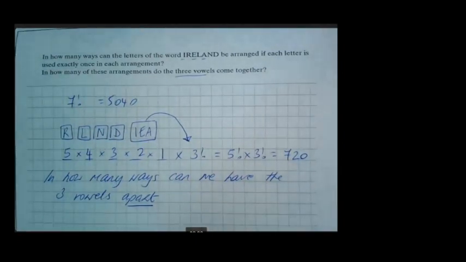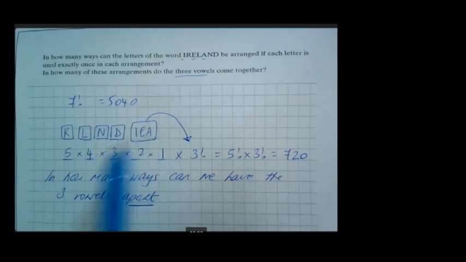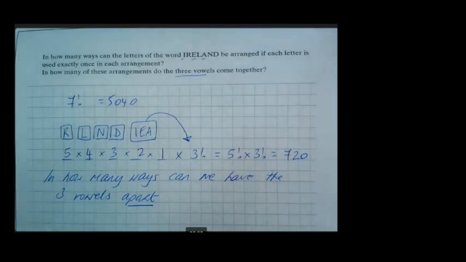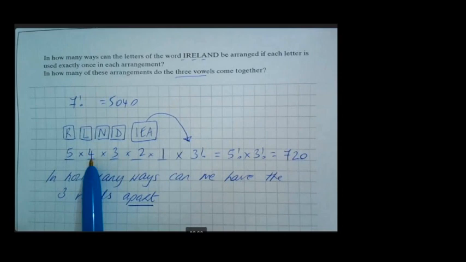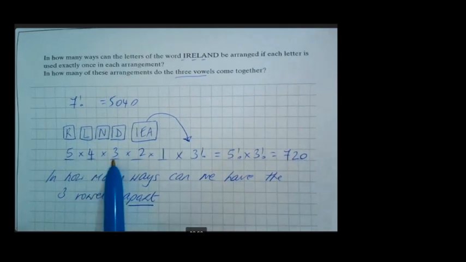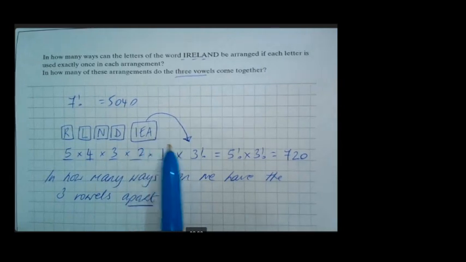So we've considered what we do when we have to put things together. Now we want to think about what happens if things must be kept apart. This is harder to think about because there are lots of different ways, for example, in which the I, the E, and the A could be separated. You could have the I at the start, and then maybe a different letter, and then the E, and then maybe 2 different letters, and then the A.